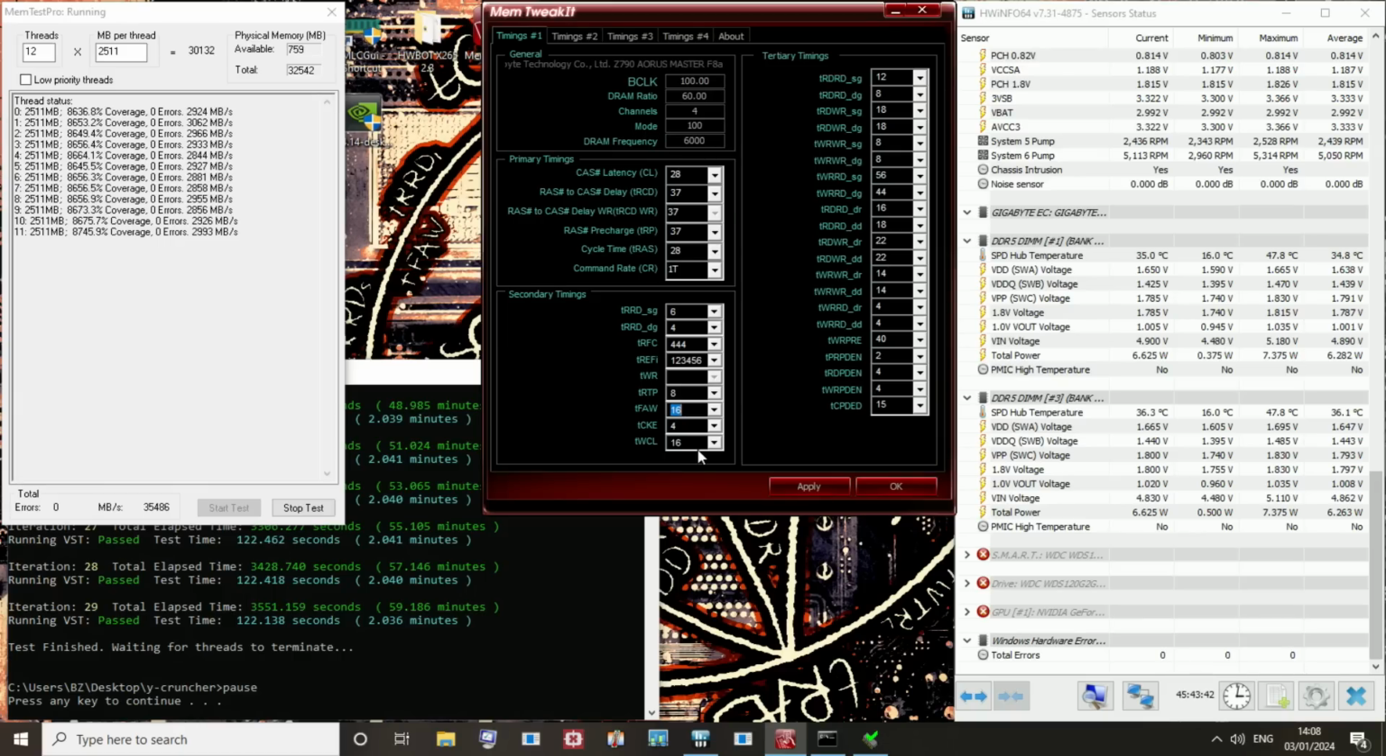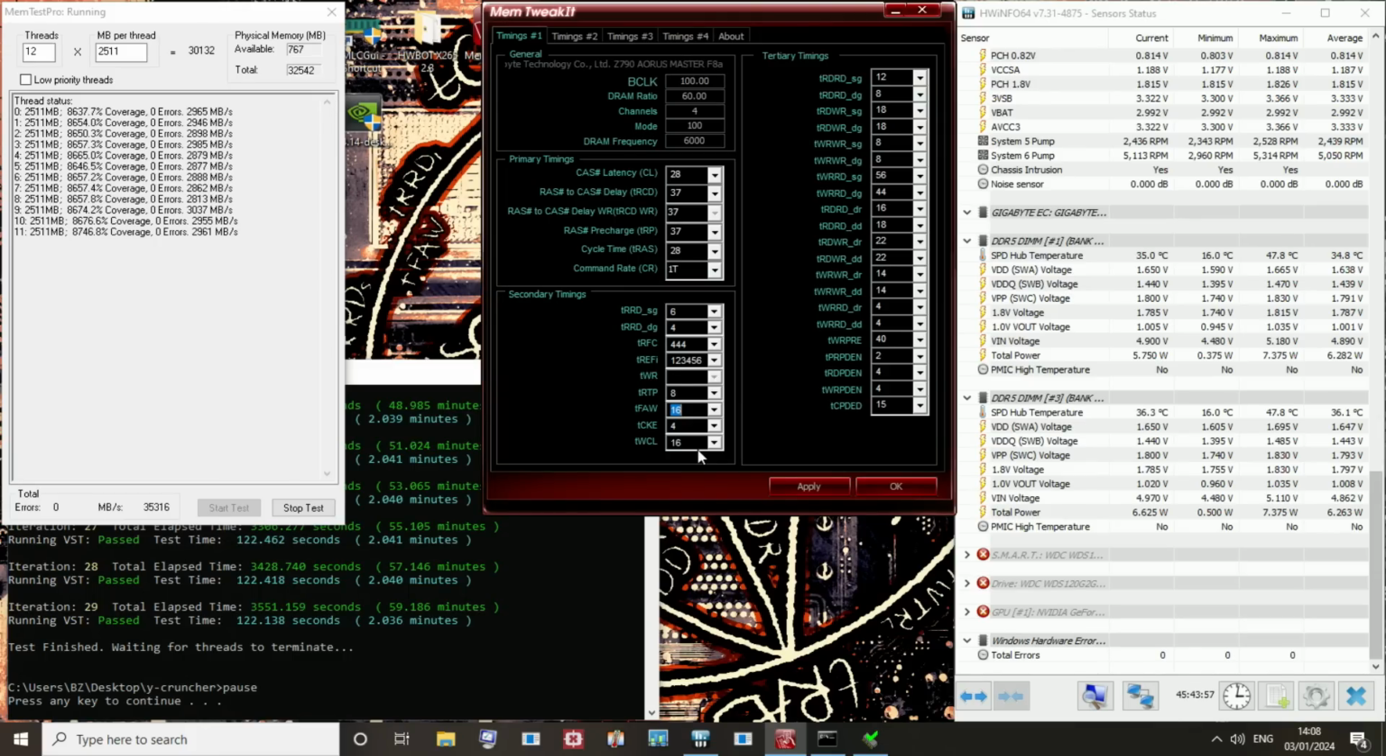Then we have a cast write latency of 16, which blows the minds of anybody who thinks that your cast write latency needs to be cast latency minus 2. Mind you, CL26 does not post. Or I think I tried CL26 and the system was very unhappy about that for some reason. But cast write latency of 16, yeah, that's fine.